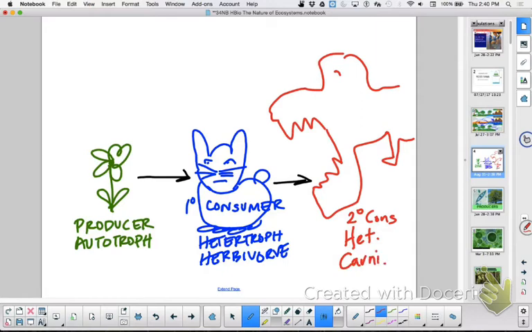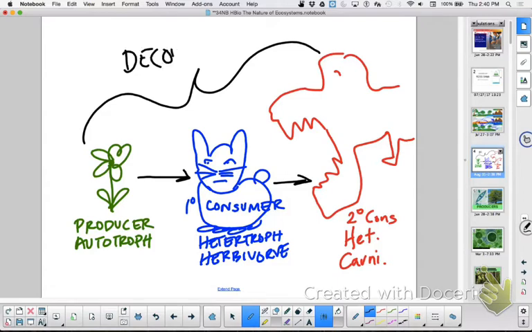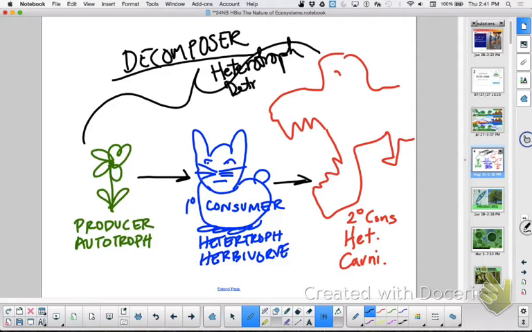Questions about that? Now, there is something that can work on all of these. Who can work on all of these? Decomposers. But what's another name for a decomposer? Biotic. It's biotic for sure, but what's another name for it? Heterotroph. A detritivore. Depending on what it's eating, if it's dead.